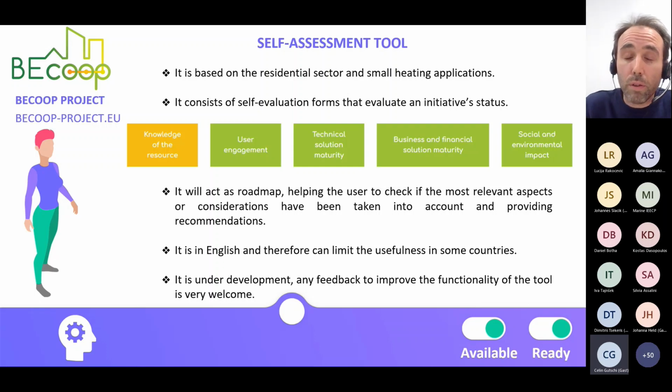Also, there is a button with which you can send any feedback. So if you use it, please send us the feedback, also the satisfaction degree and things like that. Because we are working on that, and we will implement new cases in the tool.